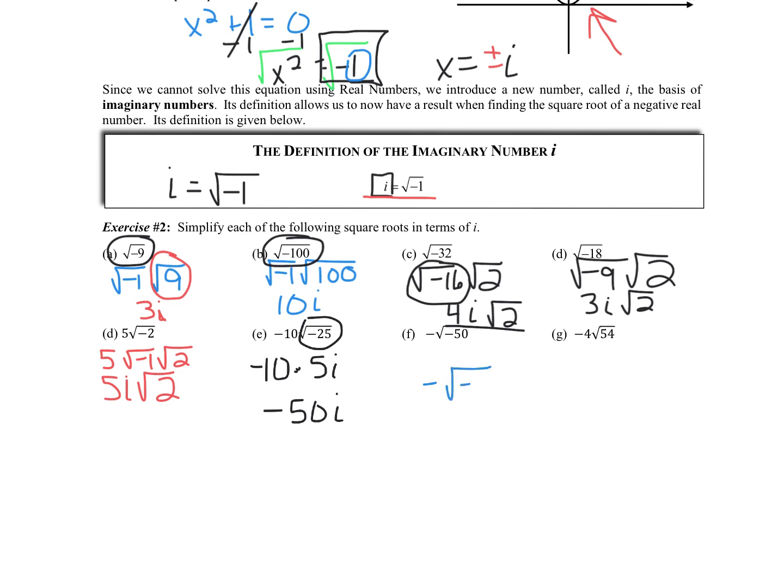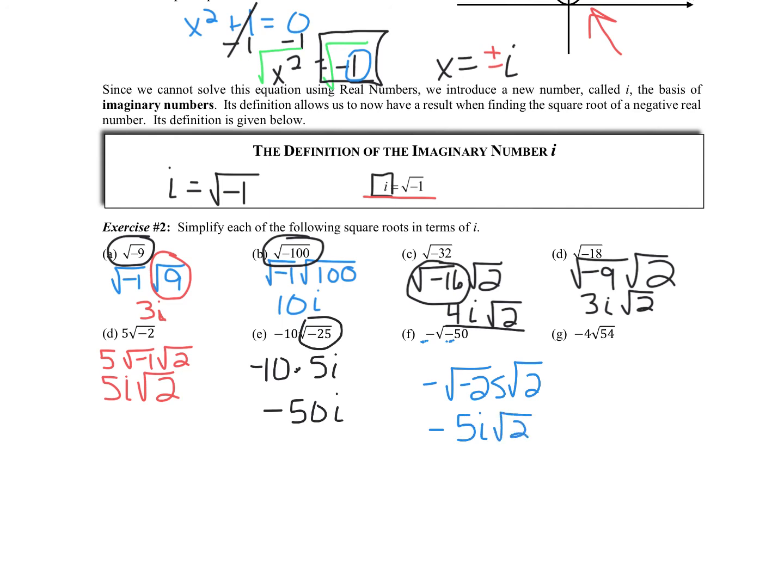So here, I have negative. I can break this into negative 25 and 2. Now, these two negatives don't cancel because this negative means a negative number and this negative means something entirely different. Basically, it gives us that i, so they don't cancel. So this is negative 5i radical 2.